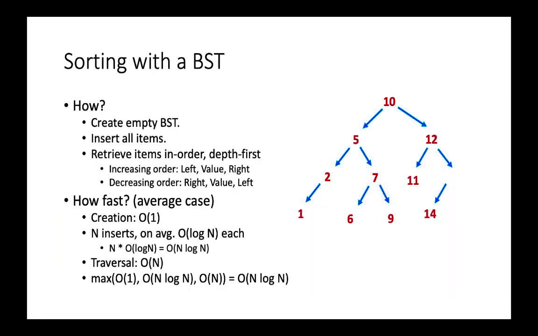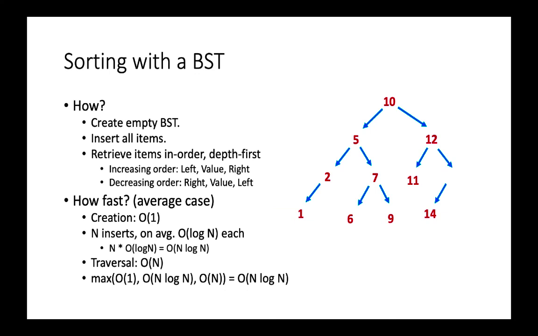So how do we sort with the BST? Easy. We create an empty one, we put in all the items, and then we retrieve the items in depth first in order search. So we go down the left side, okay, go to the left, keep going left until we get to the bottom. That's 1, and then there's no children there, and then we come back up, and that's going to be the next biggest, and then we go back down, it's going to be the next biggest.